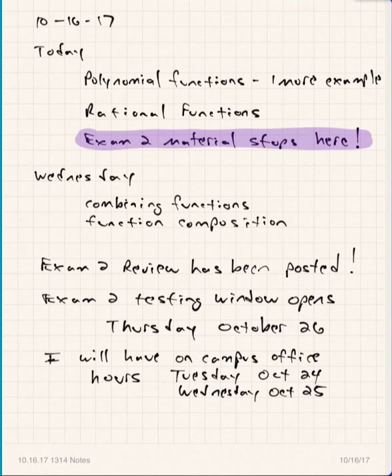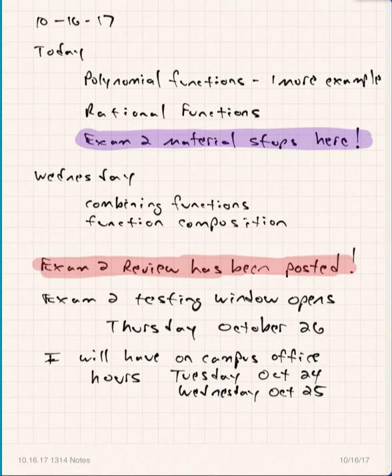I have posted the exam 2 review on your Google page. So that's a big deal. Go to that review, get that out, and start working through the problems on there. This review is different than the first one in that there are no problems out of the textbook. These are all problems that I've made up.